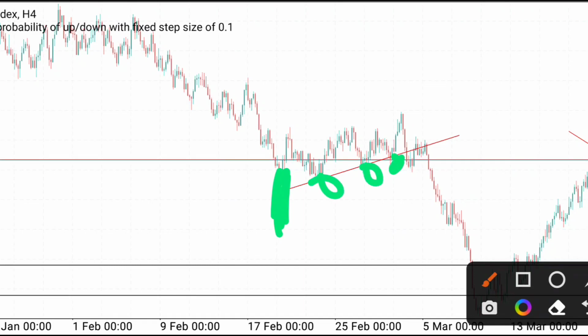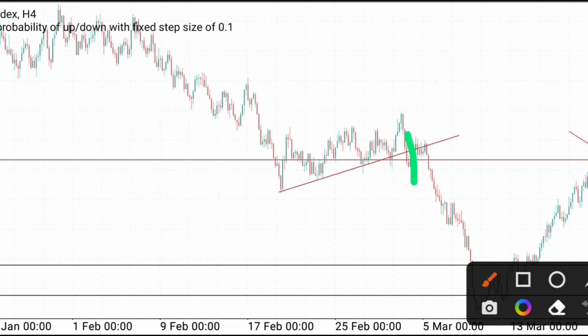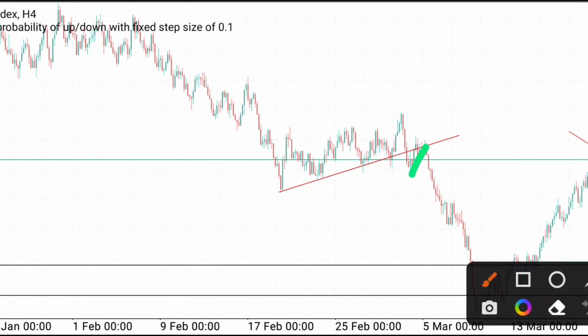So after it broke out with the body, let me highlight it, it broke out with a body and retested. Upon this retesting, this is where we go short.